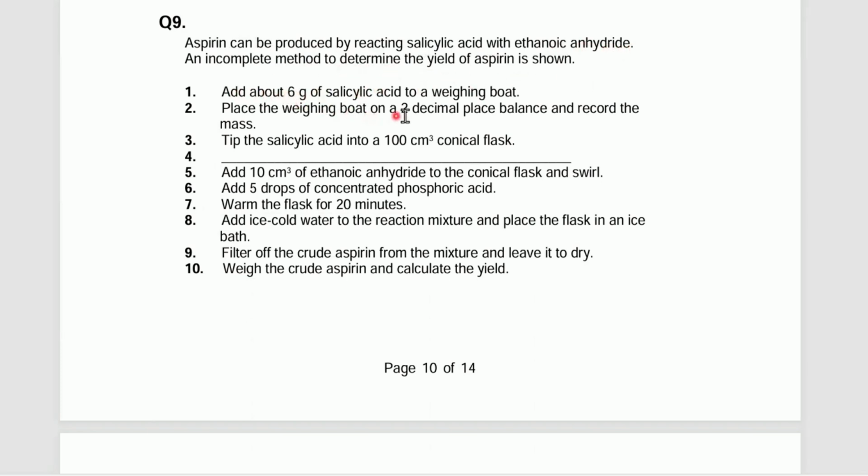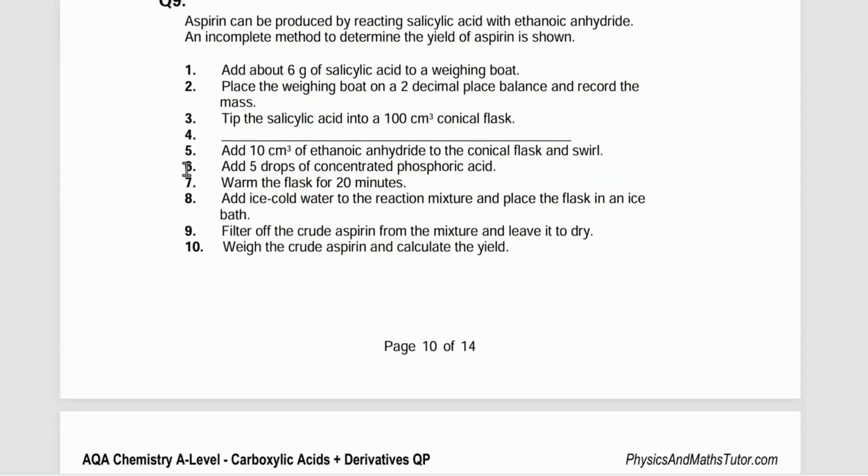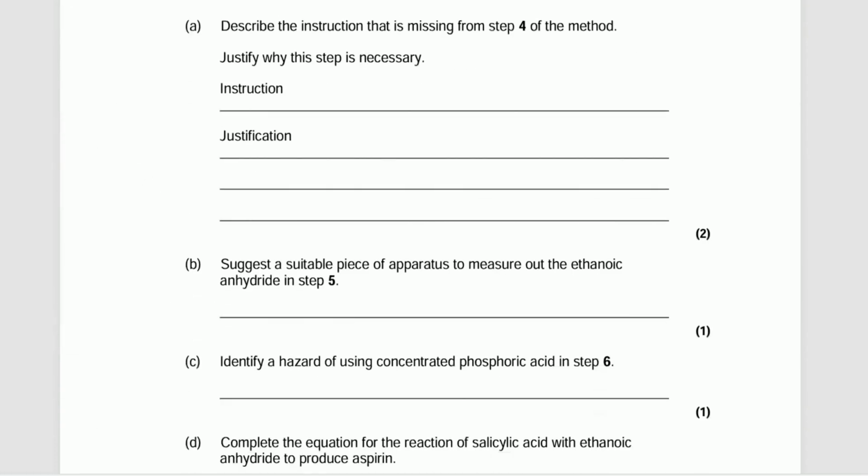Okay, check out this method for making aspirin. Add 6 grams of salicylic acid to a weighing boat. Place the weighing boat on a 2 decimal place balance and record the mass. Tip the salicylic acid into a 100 centimeter cube conical flask. Step 4 is missing. We're going to be asked about that. Add 10 centimeter cubes of ethanoic anhydride to the conical flask and swirl. You can pause the video and read through that if you really fancy it.